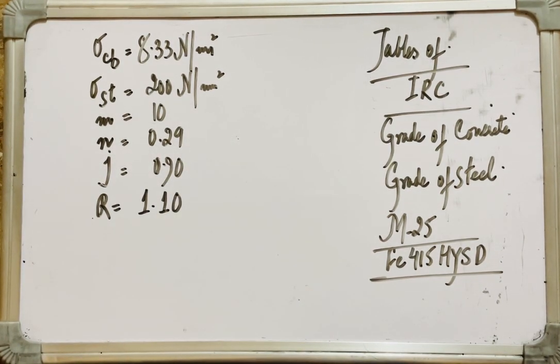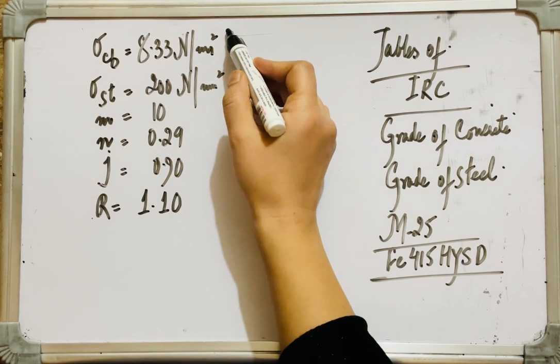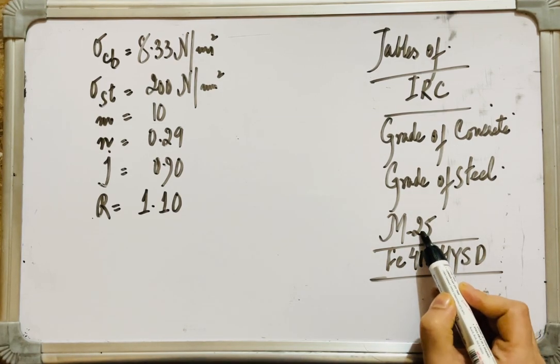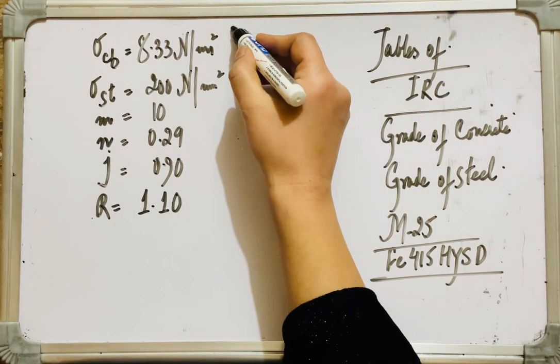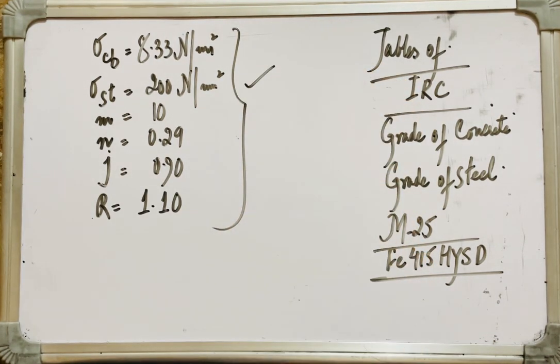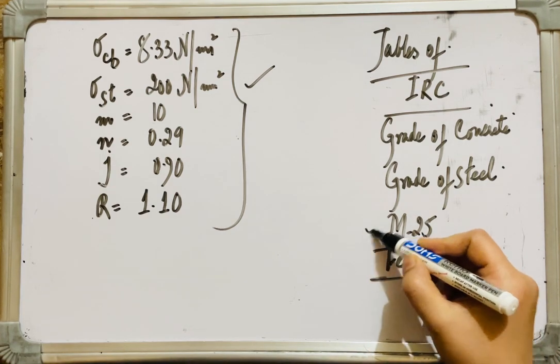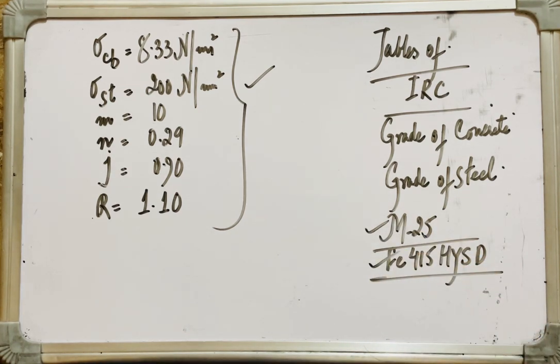We get all these values in the tables given by IRC in the codes. We saw the values for which? For M25 grade of concrete and Fe415 HYSD bars. From that I calculated all these values from the table. They are already given in the tables. You just have to see for which category of the grade of concrete and the grade of steel you are using, then you'll have all these values.